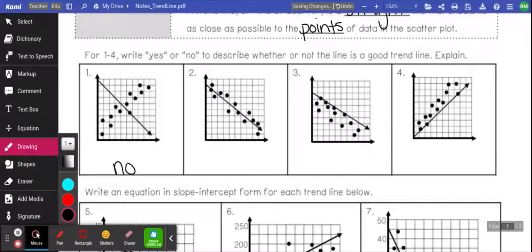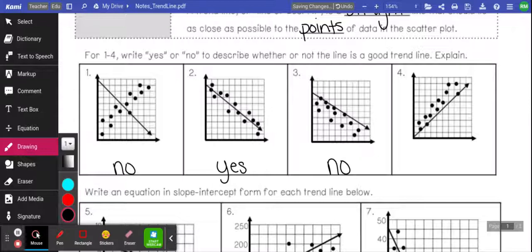What about number 2? Yes. Number 3, is that a good trend line? No. You want to think, could I draw a line that's closer to these points? I could, right? So this is not good enough. We could make a better one. So this is no. And then number 4, is that a good trend line? No.